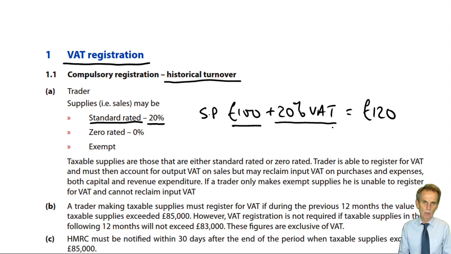So we have standard rated sales where, when the trader makes such a sale, they are required to add 20% VAT. Now that is the most likely type of taxable supplies. We'll be talking a lot about taxable supplies. Strangely, we have another rate of VAT that is at least within our syllabus, and that's a very odd one, 0%. It's zero rated supplies.